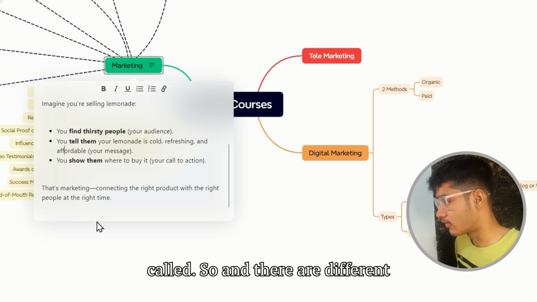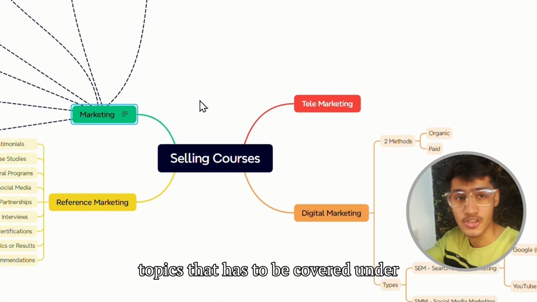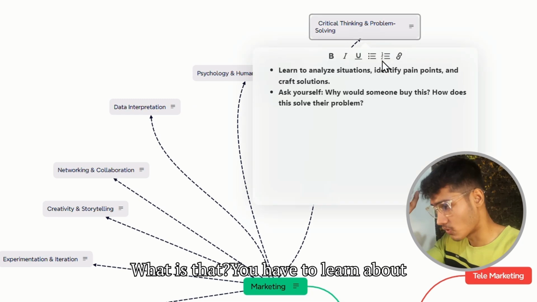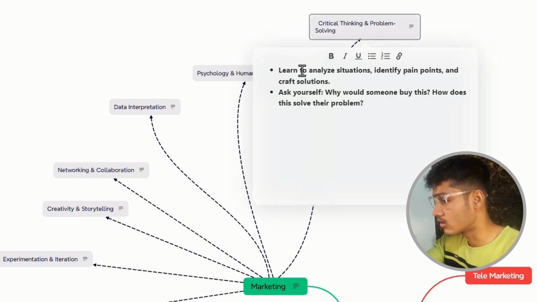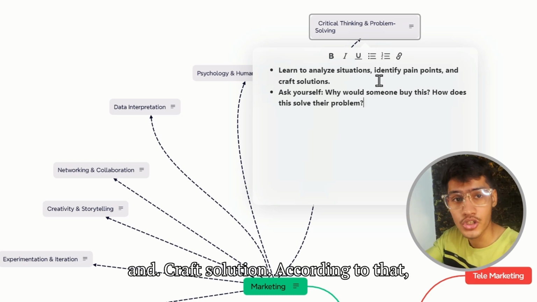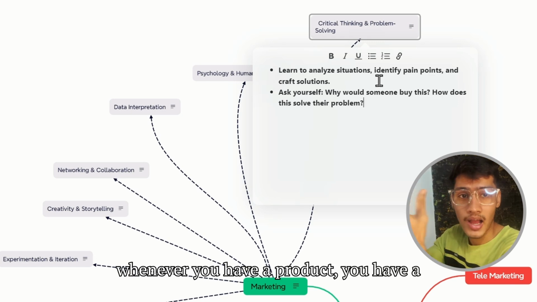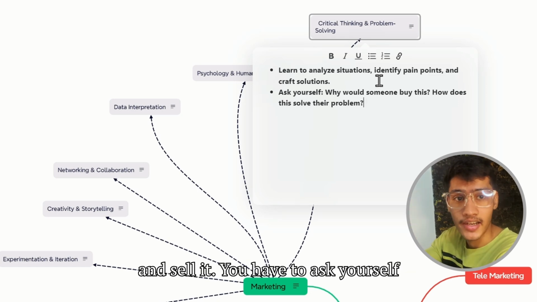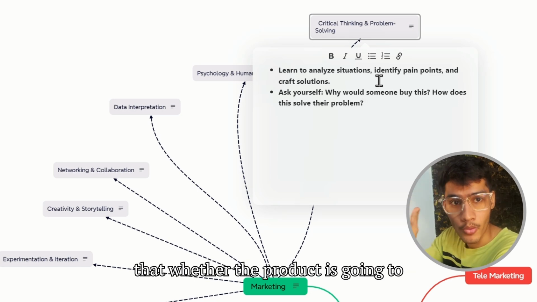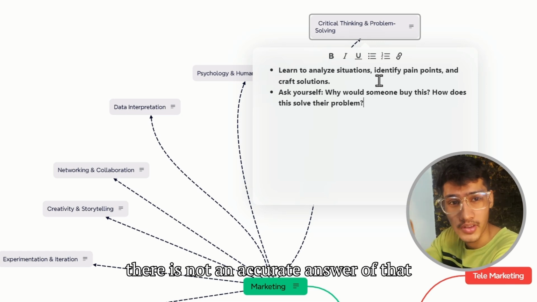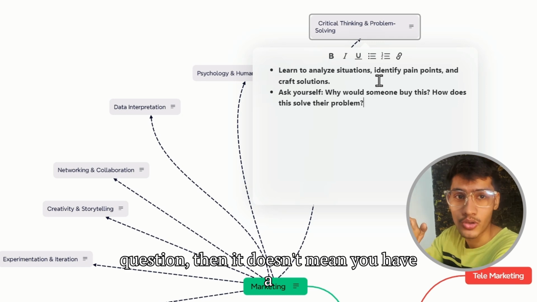So, there are different topics that have to be covered under marketing. Critical thinking and problem solving, you have to understand this. What is that? You have to learn about analyzing situations, identifying pain points of the customers, and crafting solutions according to that. Whenever you have a product or a service, you can't just go to the market and sell it. You have to ask yourself whether the product is going to solve someone else's problem or not. If there is not an accurate answer to that question, then it doesn't mean you have a good product.